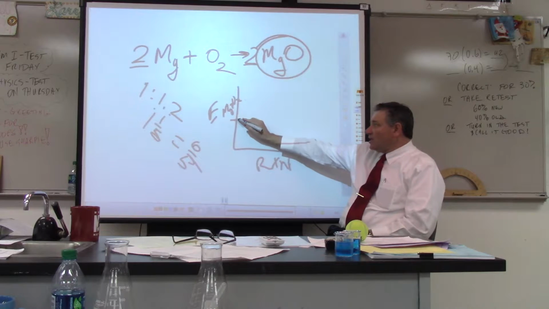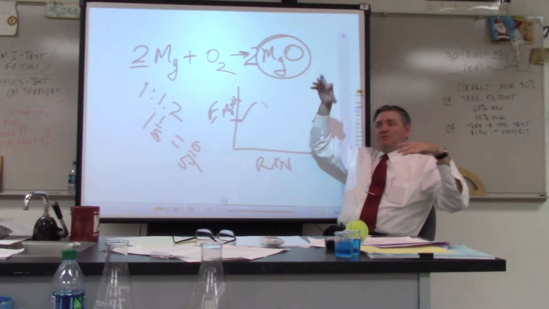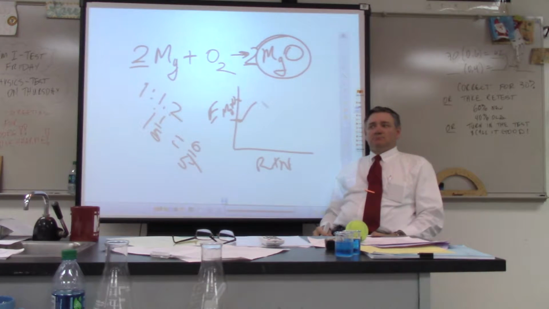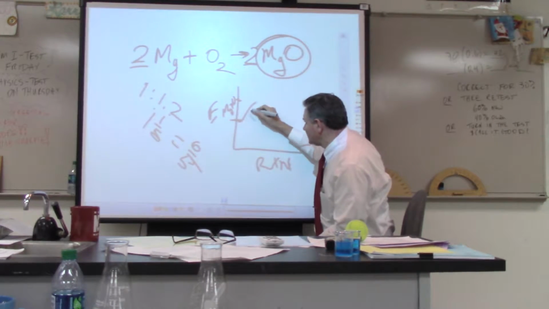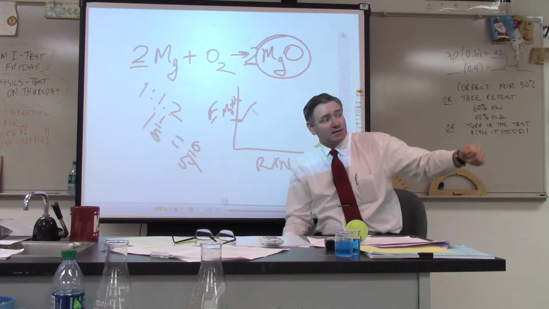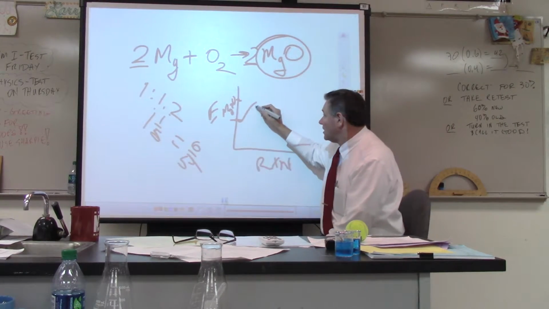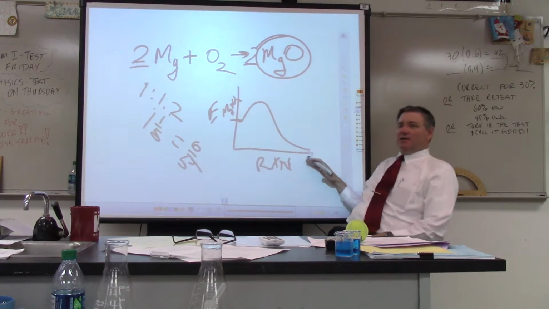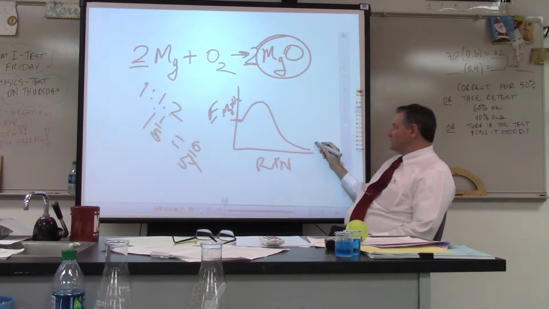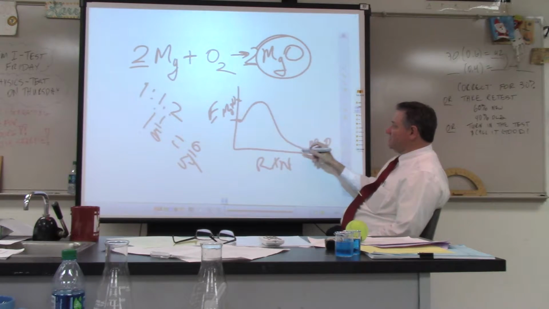So what do you call this first hill with the roller coaster? That energy that we had to dump into it. Activation energy, okay? So this is my activation energy. That's why I had to heat it up to start it. But once I got it started, then I ended up way down here, okay? So here's my products of magnesium oxide.